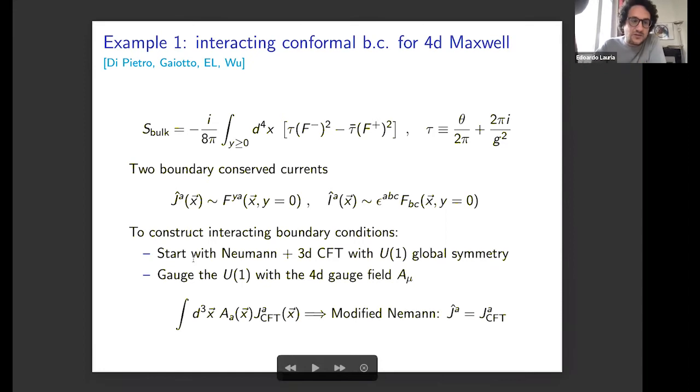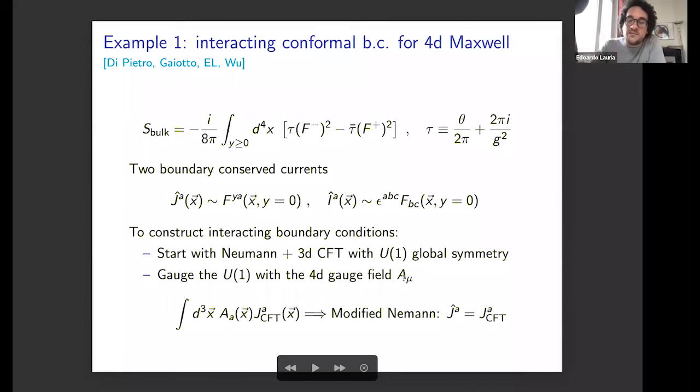So there is a very natural and universal way to do that. Imagine you start with Neumann boundary conditions. Say that J hat is equal to 0. So J hat equal to 0 means that the normal derivative of the bulk gauge field, let's say it's A, evaluated at the boundary is 0. The parallel component of the bulk gauge field evaluated at the boundary is 0. So the normal derivative of this guy is 0.